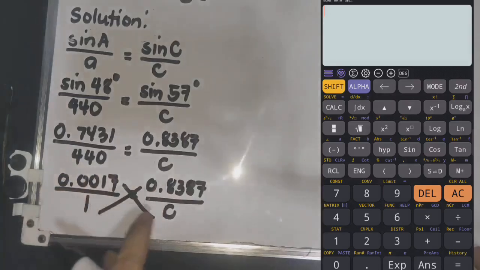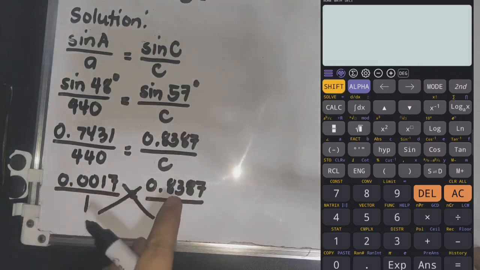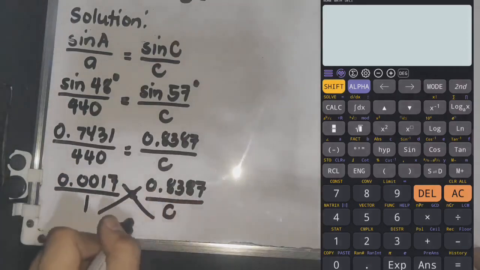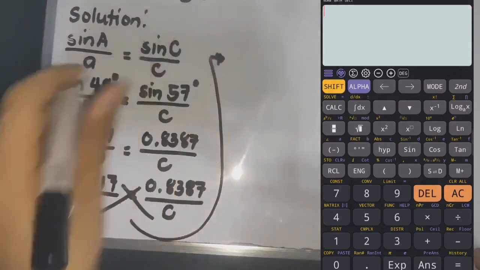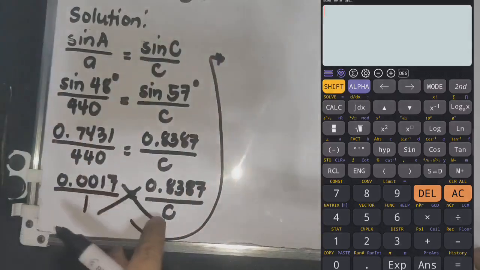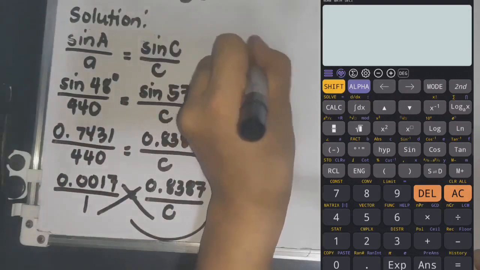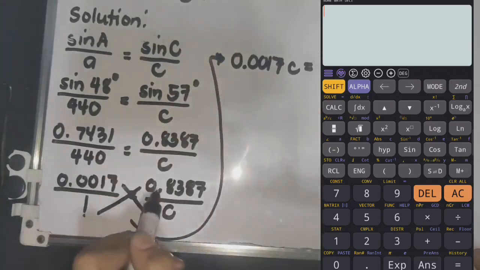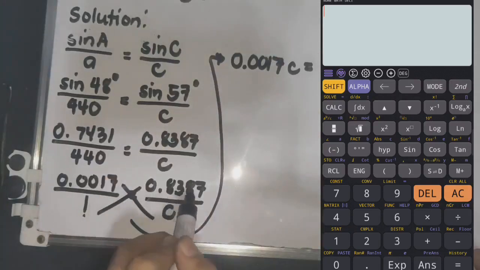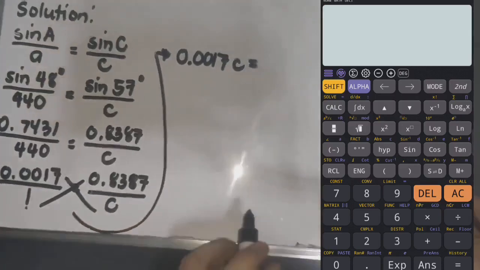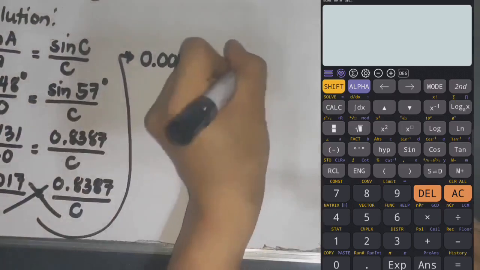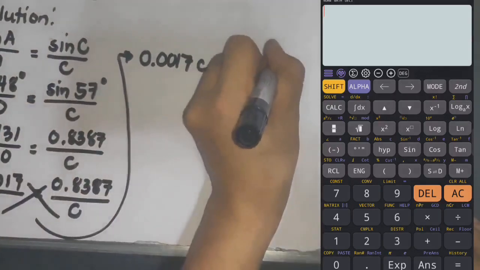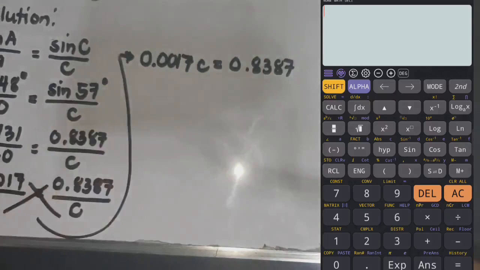So kung ano yung magkatapat na nakaslant, yun ang magka-partner. So 1 times 0.8387, so yun yung magka-partner. Then 0.0017 times C. 0.0017 C equals, multiply natin, 1 times 0.8387 is 0.8387.